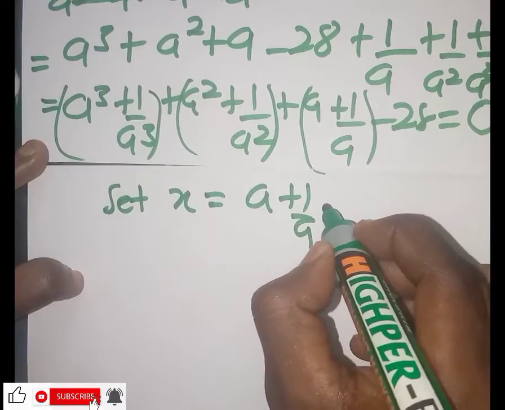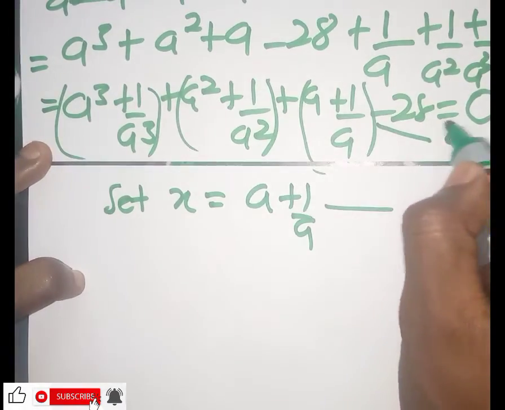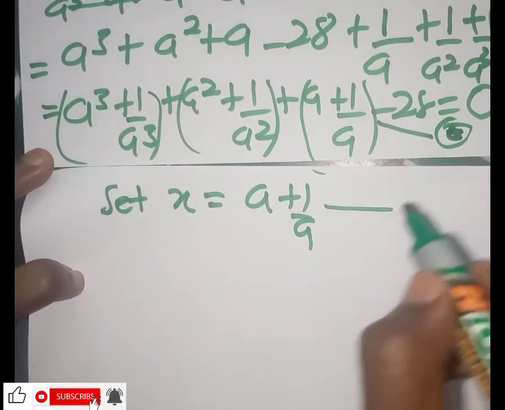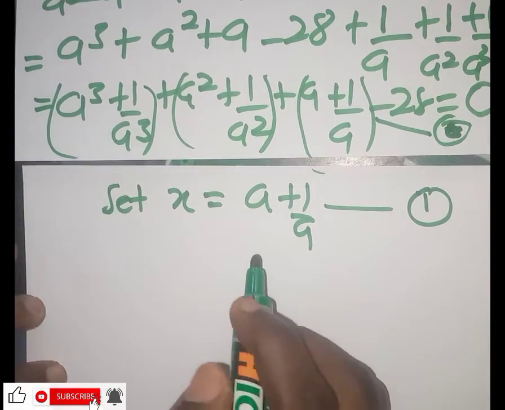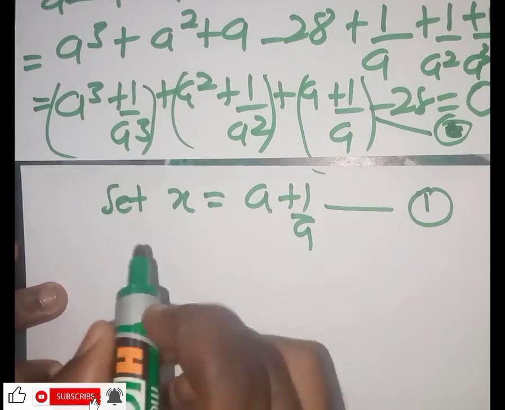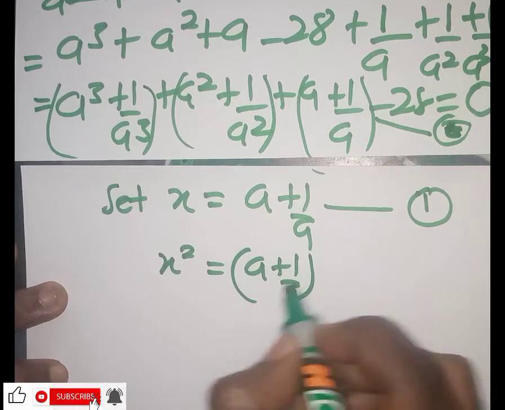Now let's call this one equation 0, right? Equation 0. And then let's call this one equation 1 for now, we'll come back to that. Now if that is the case, which means that s squared will just be equal to a plus 1 over a, just squaring that, right?